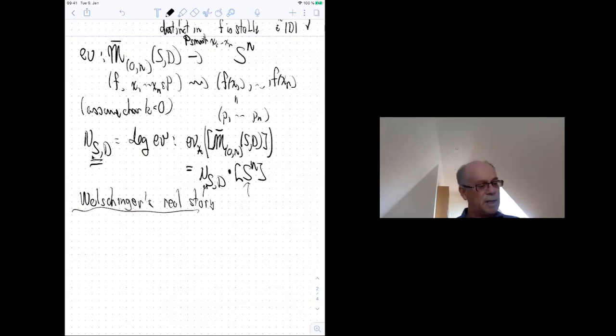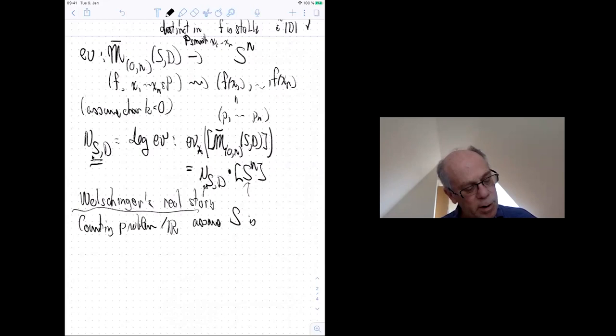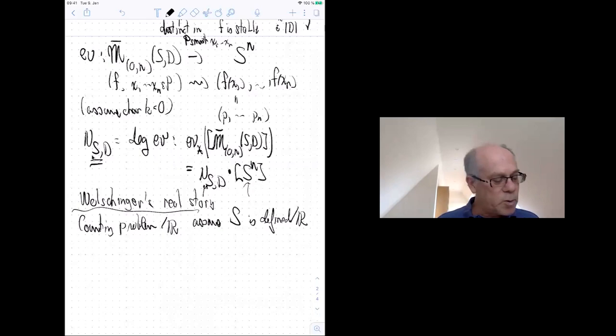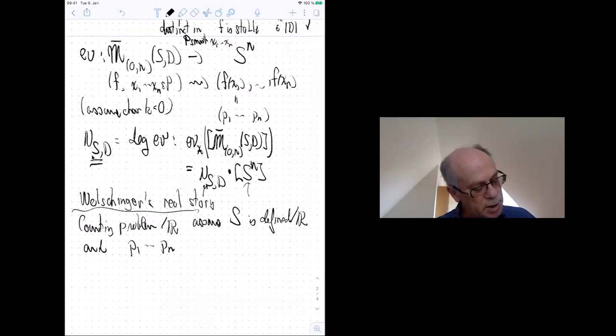Okay, so what happens in the reals? This is no longer the case. So if you have a similar counting problem over R, let's assume that our surface S is defined over R. So it's defined by real equations. So we can think of it as a complex manifold, but also a real manifold by looking at the real points. And let's assume that the chosen general collection of points is real.